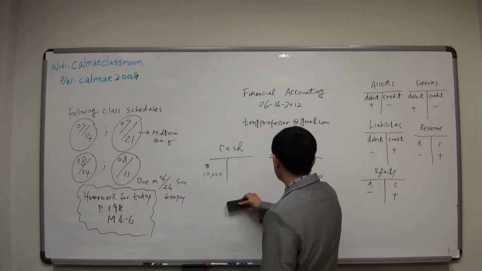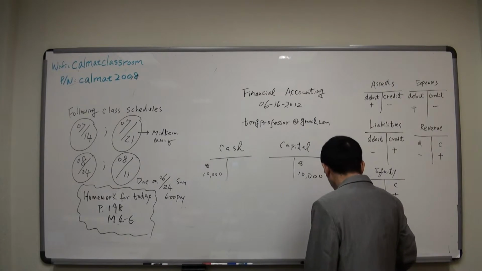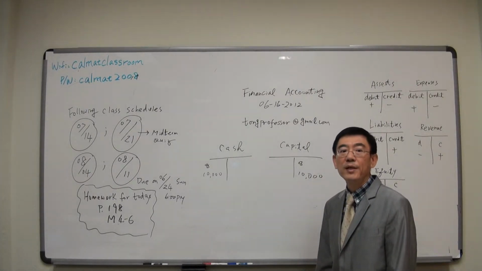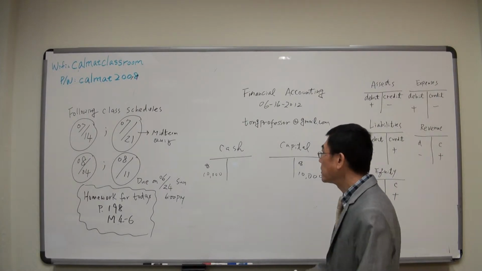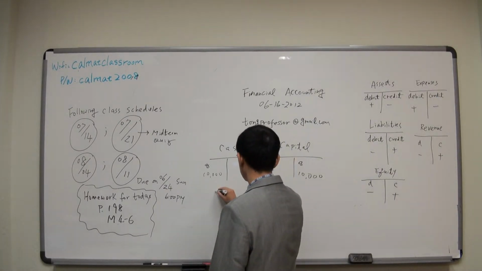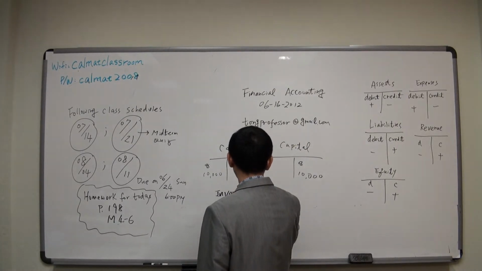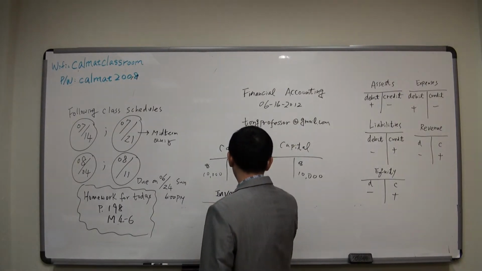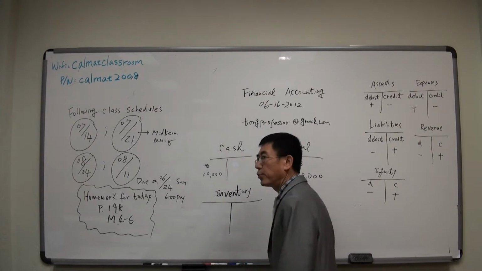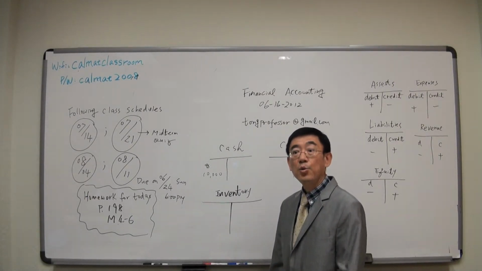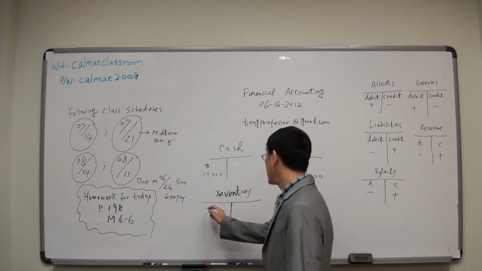It's also on the assets, but what narrowed down? What's the name of the assets? Supplies or inventory? Inventory number 1, right? We just give it a name. Inventory number 1. So $3,000 you want to enter on which side? Increase, right? Again, it's increase.